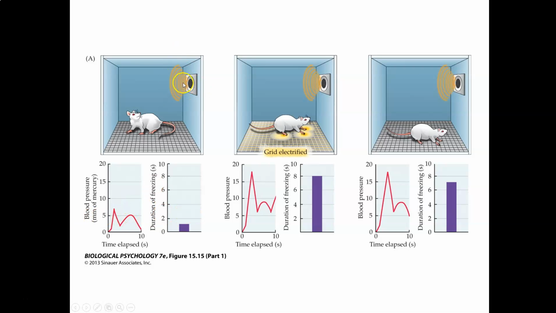So this is just a tone by itself, okay? Not going to do anything. Blood pressure's here. They're not going to freeze because tone means nothing, but they electrify the grid. Tone is on. The grid is turned on. The rat is being shocked. You see blood pressure goes up. You see freezing going up because it can't get away. And then later on, maybe a day later, you bring them back and you turn on the tone, and they're going to show the same response as they did when they were shocked. You see increased blood pressure, increased freezing. So the work that we are going to look at, Ledoux's work, is going to focus largely on the freezing response.